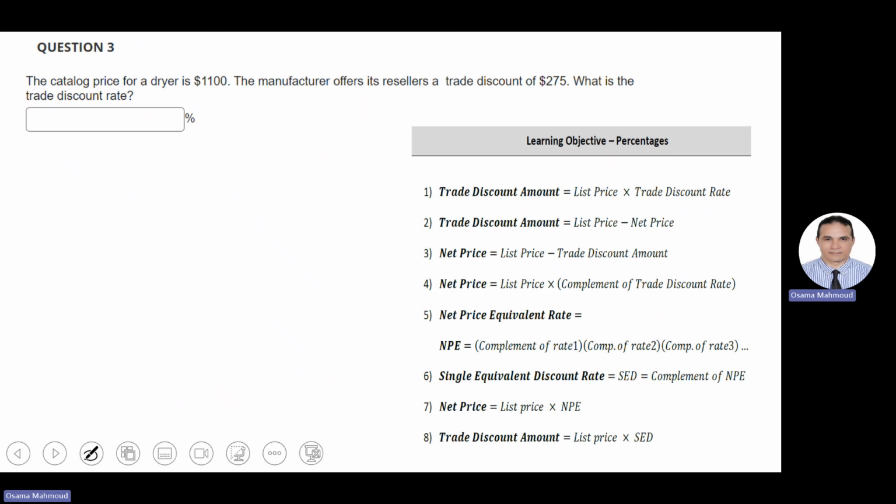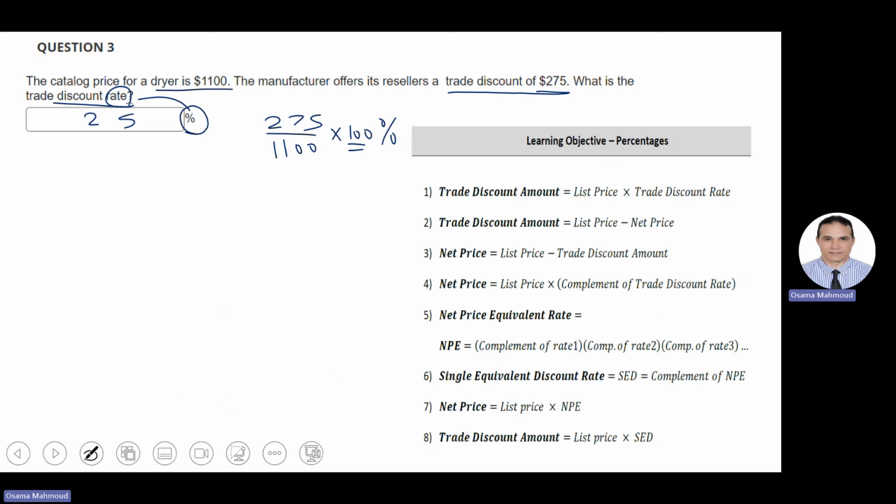You are looking for the discount rate, the rate corresponding to the percentage. How to find the rate? You divide the discount over the price, okay? So you divide 275 over 1,100 and multiply by 100 to make it a percentage. How much will you get? As far as I calculated, 25%. So when you are asked about rate, it must be a percentage. So don't forget to multiply by 100 to get the percentage.